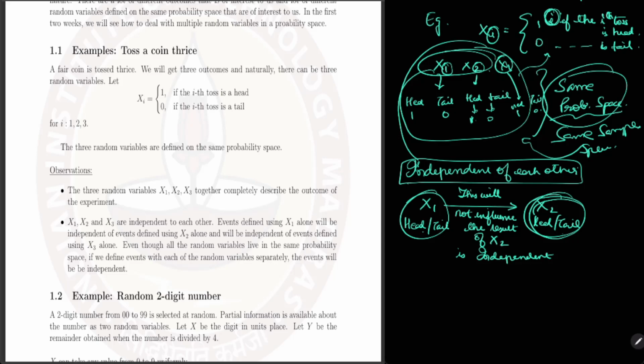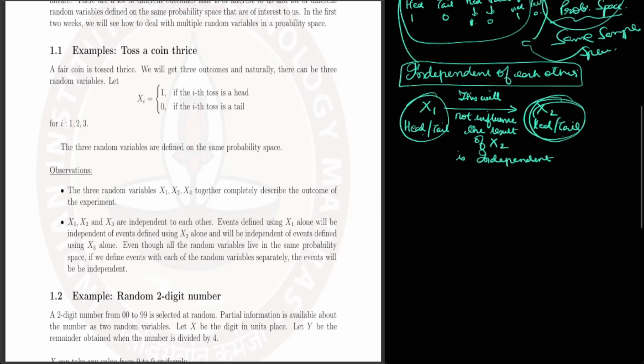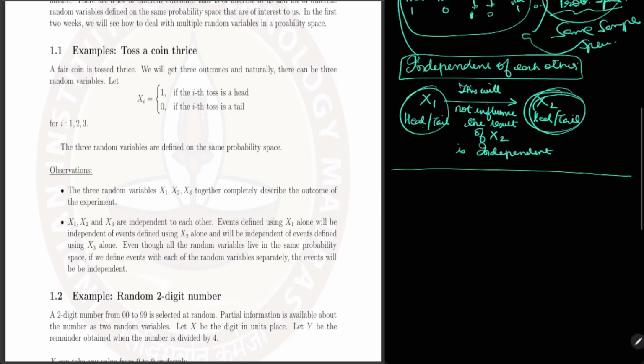Events defined using X1 alone will be independent of events defined using X2 alone, and will be independent of events defined using X3 alone. Even though all the random variables live in the same probability space, if we define events with each of the random variables separately, the events will be different and independent. Okay, defining it separately, then they are independent.